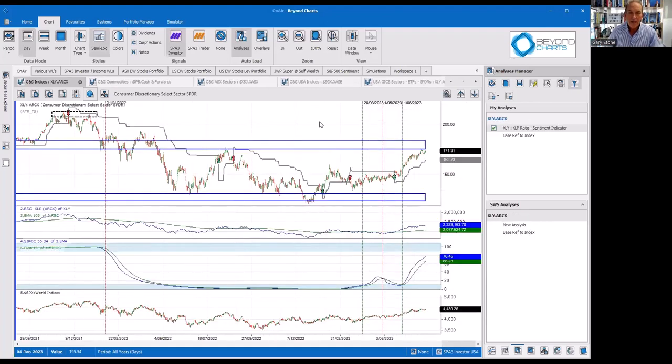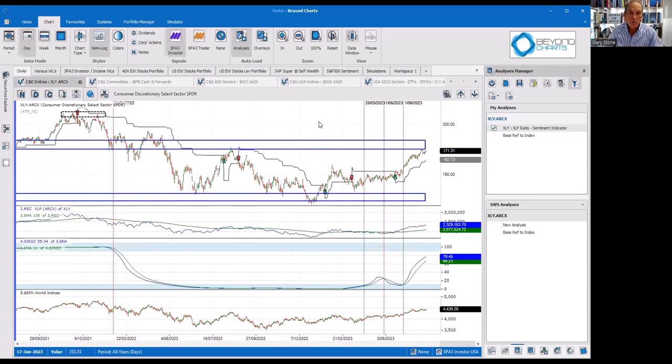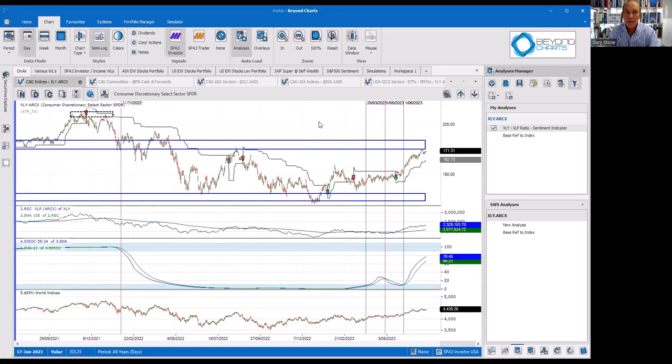Another indicator that I've started using is, this looks a bit busy, I know, the ratio between the consumer discretionary sector, the spider XLY, compared to the staples spider, which is consumer staples. So we're comparing discretionary spend versus staple spend and the stocks that make up those particular sectors.